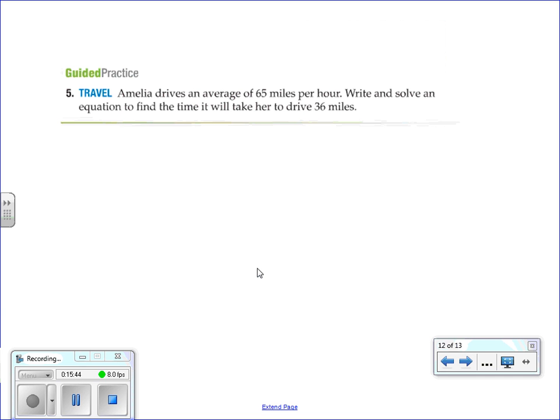Here's a practice problem for you to do. Amelia drives an average of 65 miles per hour. Write and solve an equation to find the time it will take her to drive 36 miles. Can you remember the distance, rate, and time of travel? D equals RT. I'll give you that. Distance equals the rate times the time of travel. See if you can write that equation and solve.